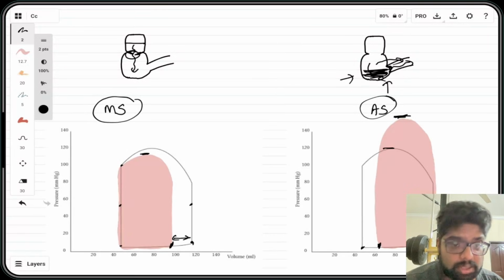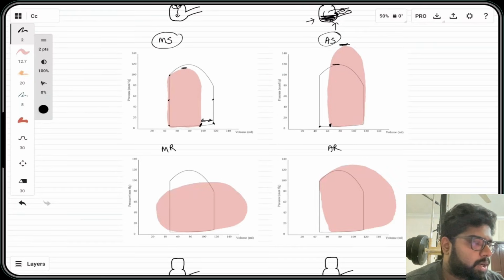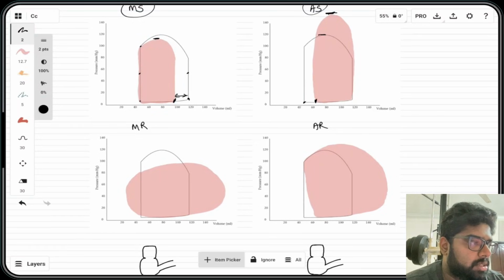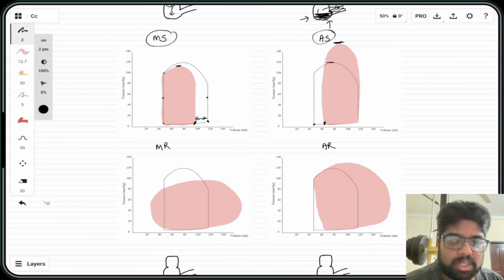If this is the case with the stenotic lesions, let's have a look at the regurgitation lesion. So what you have here are the regurgitation lesions. You have got aortic regurgitation and mitral regurgitation. Straight away, what's the first difference that you note?